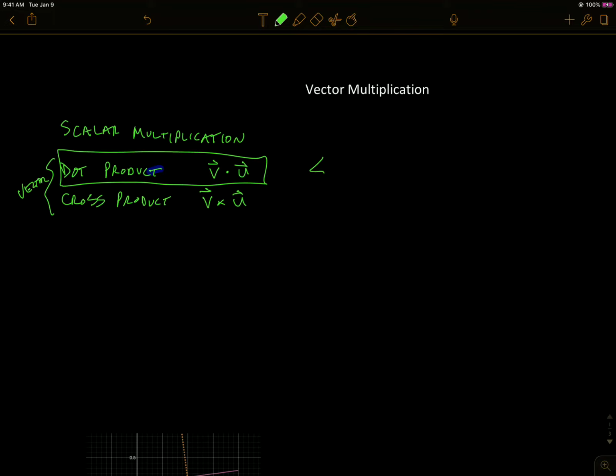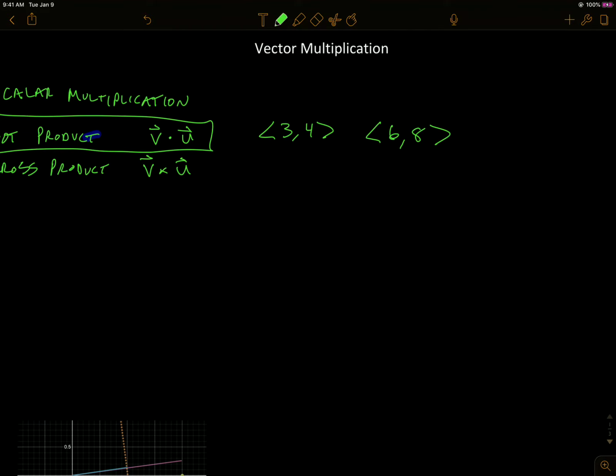So let's say we've got a vector 3, 4, and we want to do the dot product with the vector 6, 8. So the way we would do this is we would do 3 times 6 and 4 times 8. Okay, but it has a weird meaning. Oh, I'm sorry. We don't do it as vectors. It's not a vector. It's 3 times 6 plus 4 times 8.